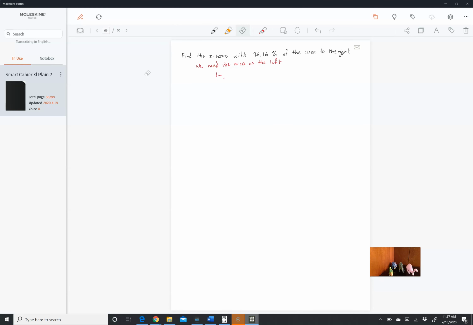So 1 minus 0.9616 is 0.0384. Okay. This number, this is a 3. Threes always come out with these little tails. So 0.0384. So this is what we're looking for in our z-score table, or the standard normal table.